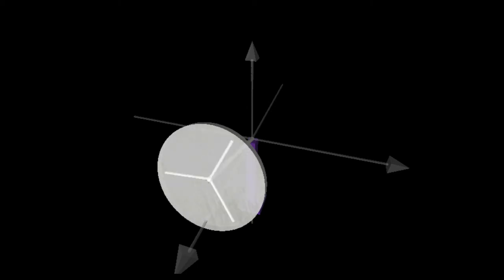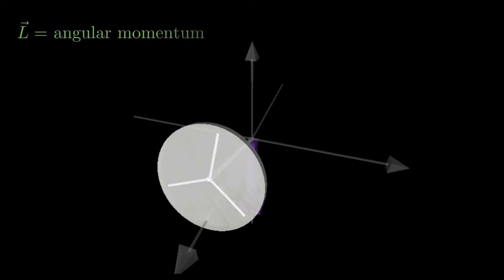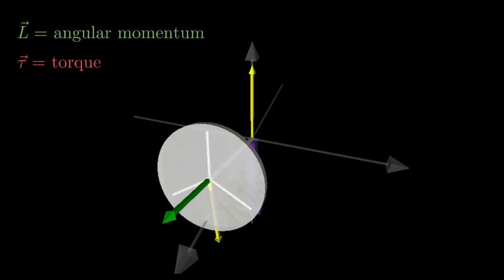A rapidly spinning top has angular momentum. By the right-hand rule, the angular momentum vector points along the symmetry axis of the top. Now, the gravitational force points down, while the force supplied by the support points up. This pair of forces creates a torque on the top. By the right-hand rule, the torque vector points in the direction shown. It's horizontal and perpendicular to the symmetry axis of the top.